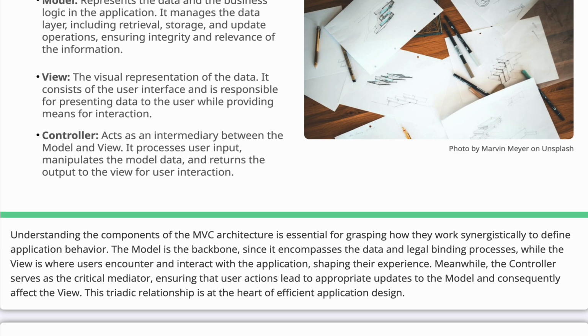application, shaping their experience. Meanwhile, the controller serves as the critical mediator, ensuring that user actions lead to appropriate updates to the model and affect the view. This relationship is at the heart of efficient application design.